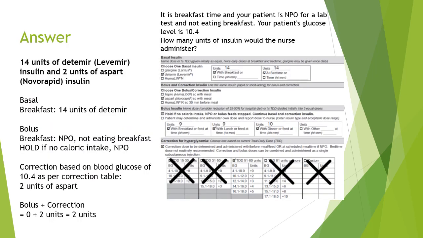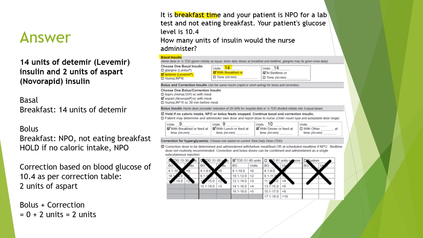The answer to this question is 14 units of Detemir Levemir insulin and 2 units of Aspart NovoRapid insulin. Okay, so remember that it is breakfast time right now. So under the basal insulin, you can see that Detemir has been checked off, and with breakfast, you're going to be giving 14 units of insulin.